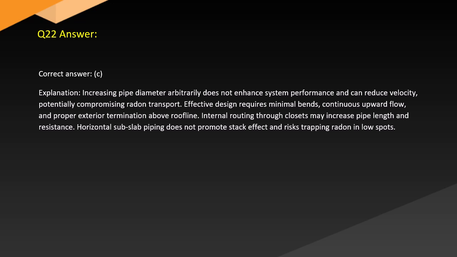Answer. Correct answer. C. Explanation. Increasing pipe diameter arbitrarily does not enhance system performance and can reduce velocity, potentially compromising radon transport. Effective design requires minimal bends, continuous upward flow, and proper exterior termination above roofline. Internal routing through closets may increase pipe length and resistance. Horizontal subslab piping does not promote stack effect and risks trapping radon in.